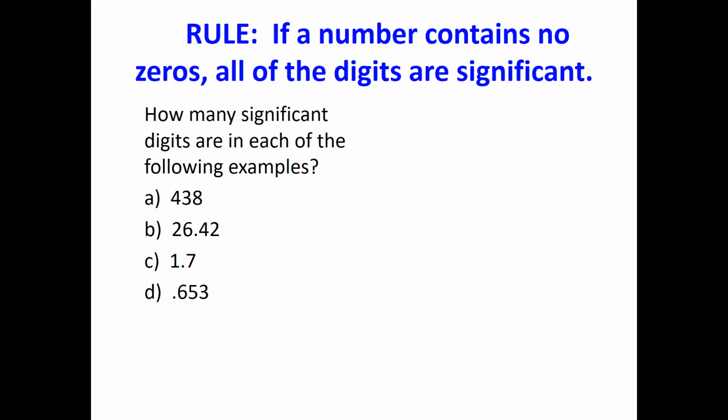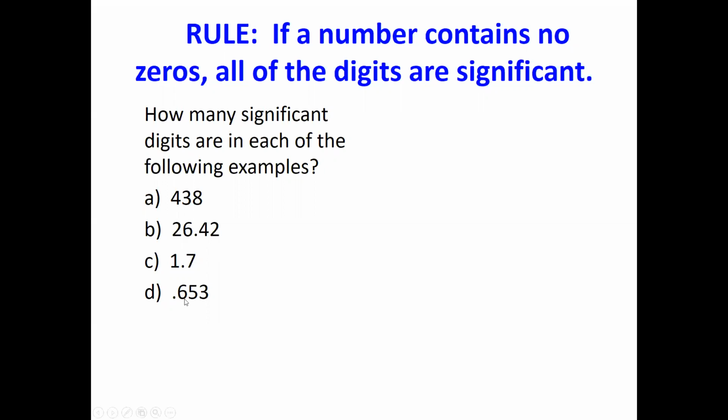So your first one is, if a number contains no zeros, all of the digits are significant. So when we're looking at significant figures and we're talking about how many significant figures a number has, we're really considering the zeros. That's what we're making a decision on. If it doesn't have any zeros, those are the easiest ones. Any non-zero number is always significant.